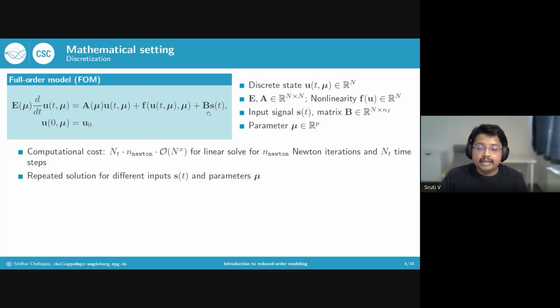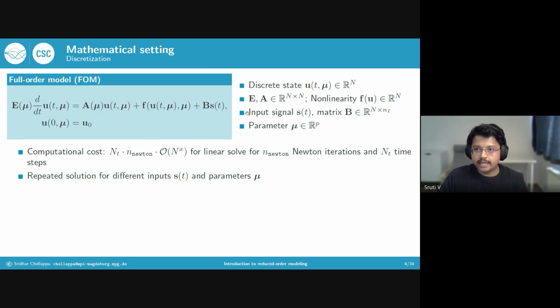And typically in many applications, you want to excite your system with inputs or some perturbations. Those can be modeled by the input signal S, which depends on time t, and this input matrix P. Also, you want to start your system with some initial condition. The configuration is represented by U0. That's the overall setup for the full order model. Now, let's go into a little bit of specifics of the computational costs of doing this. You discretize this equation, and then if you want to do one linear solve, it's going to scale as order N to the x.